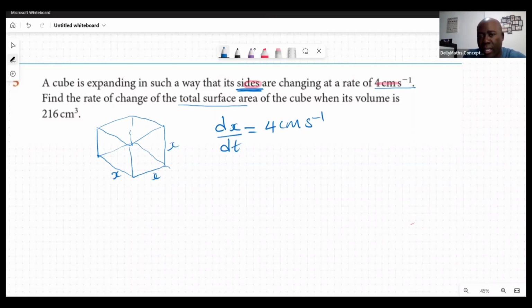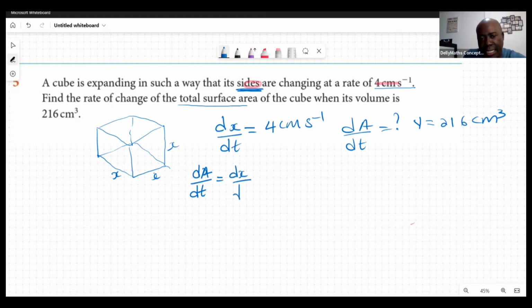So this is what we want to find: dA/dt. A refers to area, t is time. We don't know this. What we want to find is when the volume is at a certain place. The volume must be 216 cm³ when this is happening. So then what we want to do now is make the link. Let's take a quick look at what we have. We have to find dA/dt, but at the same time, we were given dx/dt.